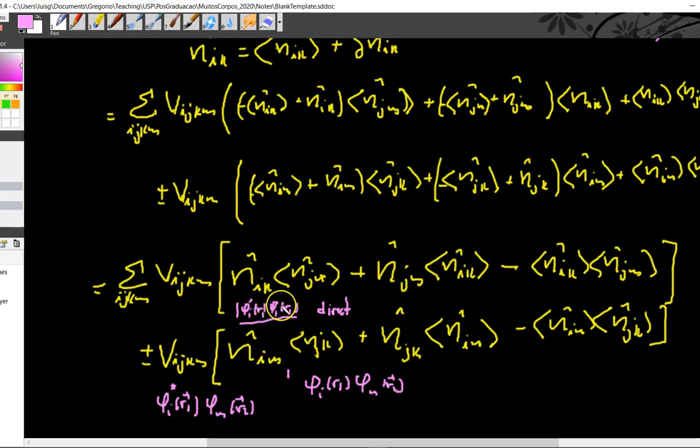So for those who work with DFT, this is at the heart of the exchange, this is the local density approximation, and this would be some sort of exchange, which is non-local. So for fermions, this would be the Fock term, and this would be the Hartree term. So that's related to exchange of the particles. Okay, so let's go back to the slide.